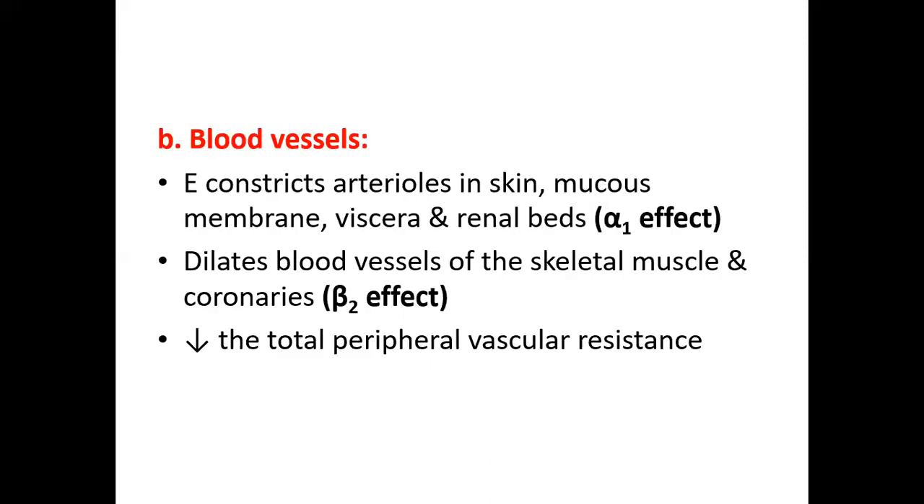On the blood vessels, epinephrine constricts arterioles in skin, mucous membrane, viscera as well as renal beds. Mainly its action is mediated through the alpha 1 effect. And then it dilates blood vessels of the skeletal muscle and coronary arteries, mainly seen through beta 2 effects. Apart from that, there is an increase in the total peripheral vascular resistance as well.